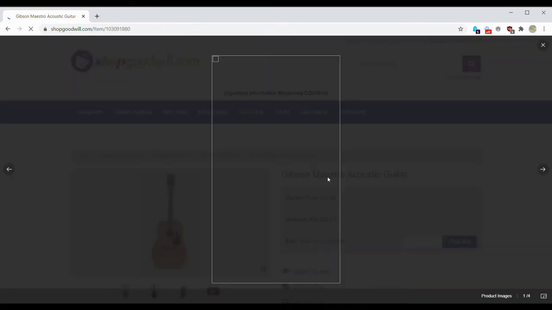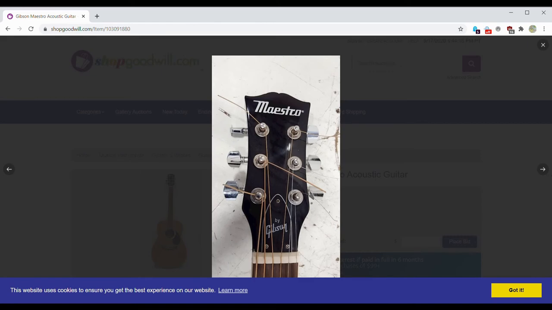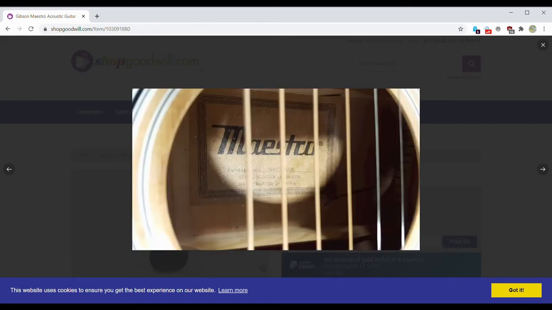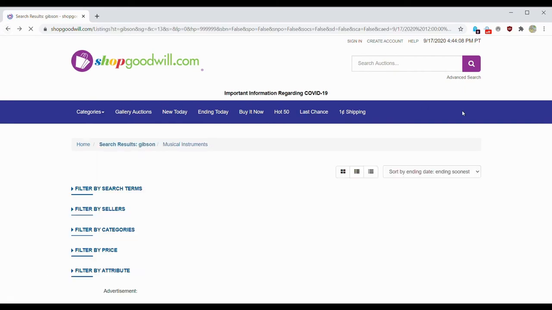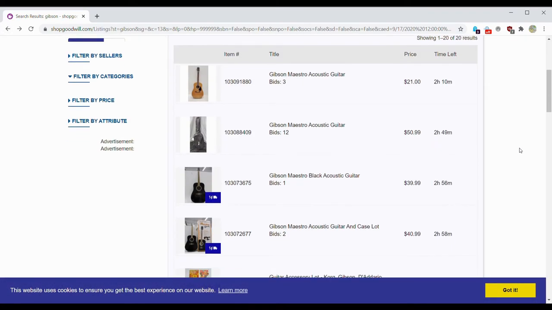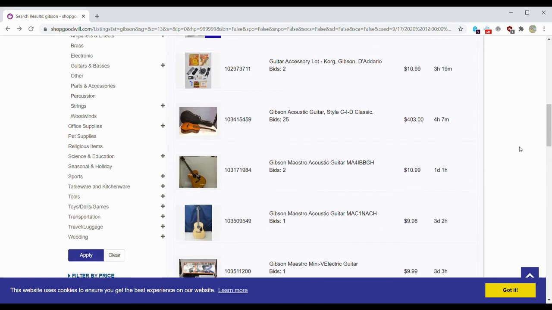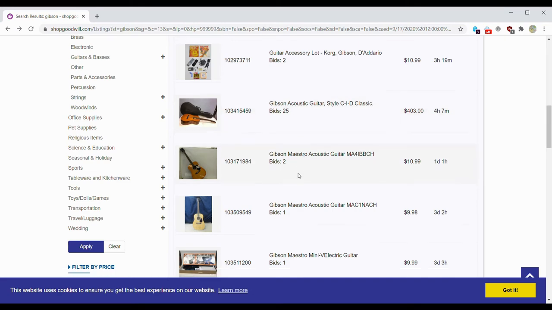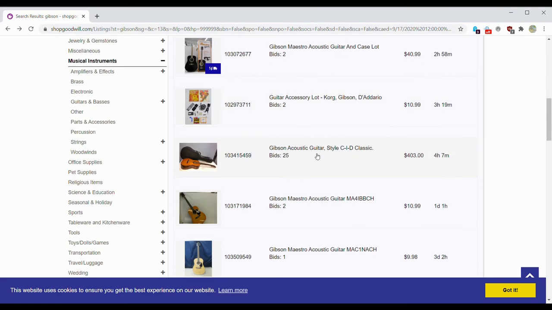I don't even think they have the correct headstock on these things. Oh, they do. So you might fool somebody. But these are just kind of cheapy guitars. I've played a few of them. They're not terrible. They're playable. But for your intermediate and upper player, they don't want anything to do with them. Look, all these are Gibson Maestro. All junky.